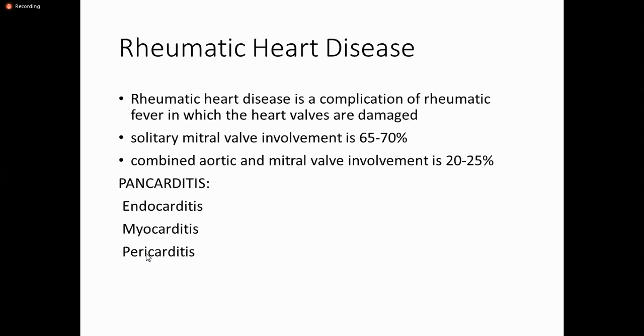That means there is permanent damage of the valve, and the valves appear in a fish mouth style. There is solitary mitral valve involvement in 65 to 70% of cases, and combined aortic and mitral valve involvement in 20 to 25% of cases. The patient may present with pancarditis, including endocarditis, myocarditis, and pericarditis. In endocarditis, the patient may have mitral valve nodules, and there is restricted movement of the mitral valve, by which there is direct or indirect involvement of the aorta.